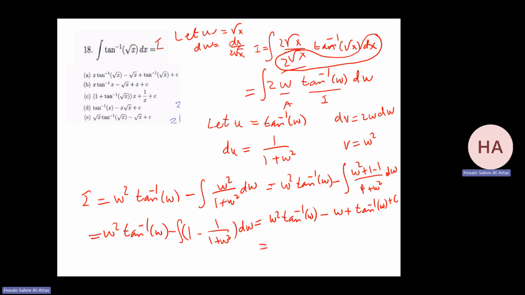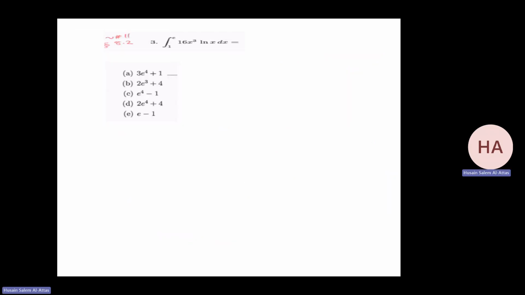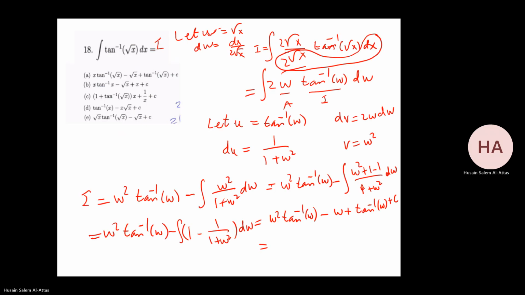Let me return to x. w is square root of x, so w squared will be x. So I have x tan inverse square root of x minus square root of x plus tan inverse square root of x. Don't forget plus c. And that will be my answer.